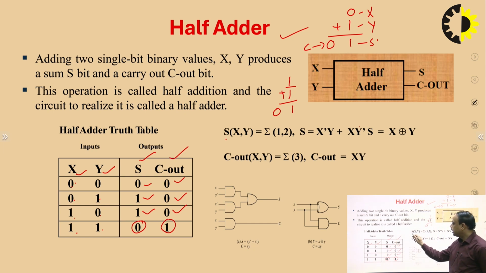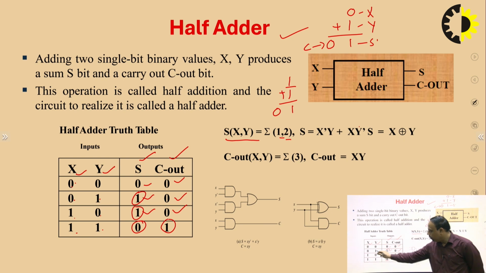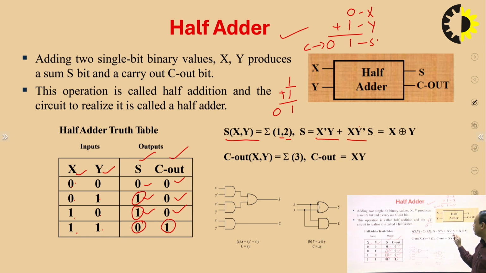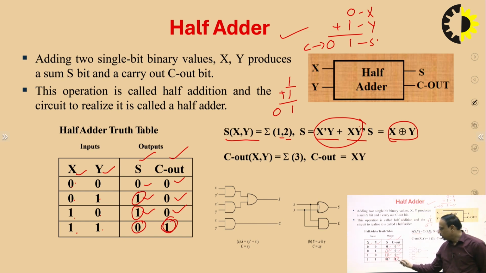So for S we have two minterms, 1 and 2, and if we take the sum where the sum is equal to 1, the combination is x bar y and x y bar, and this is nothing but the XOR gate. So we have x XOR y over here, and for the C out we have only one bit. For this the combination is XY, so the output is XY over here, minterm number 3. In this way we have the function. We need an XOR gate and an AND gate to implement this circuit.